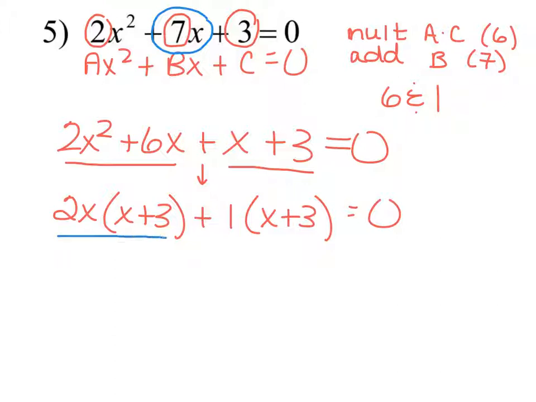Notice how this first term and this second term here, they have a common factor. Their common factor is x plus 3. So I'm going to factor that out. And then what remains is 2x plus 1.